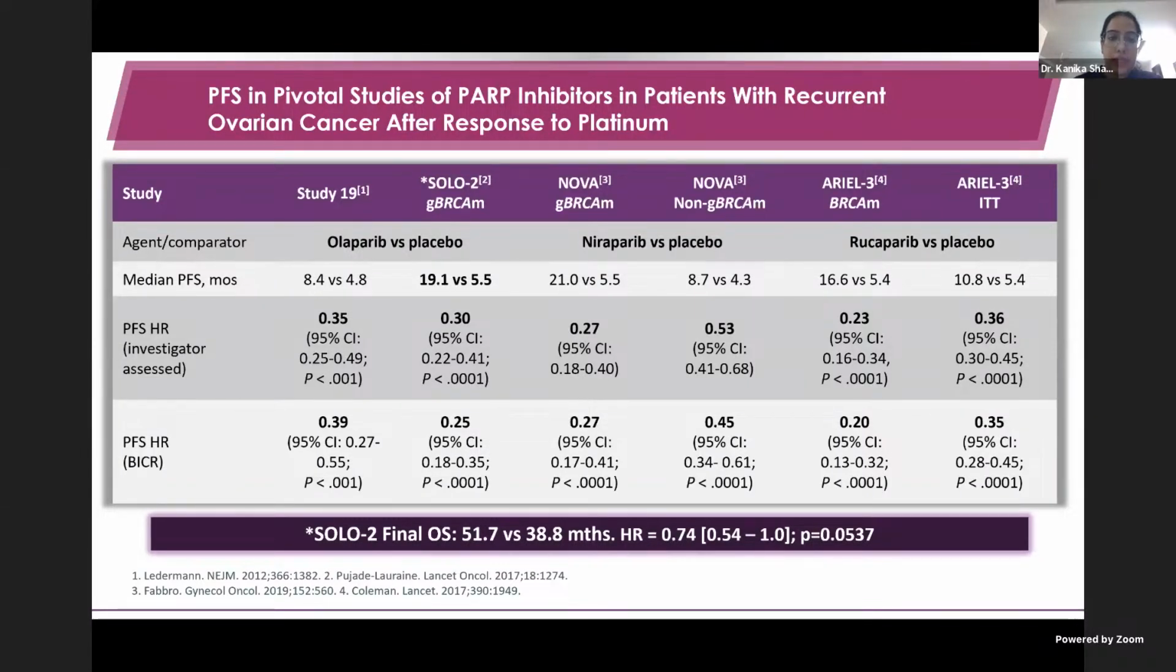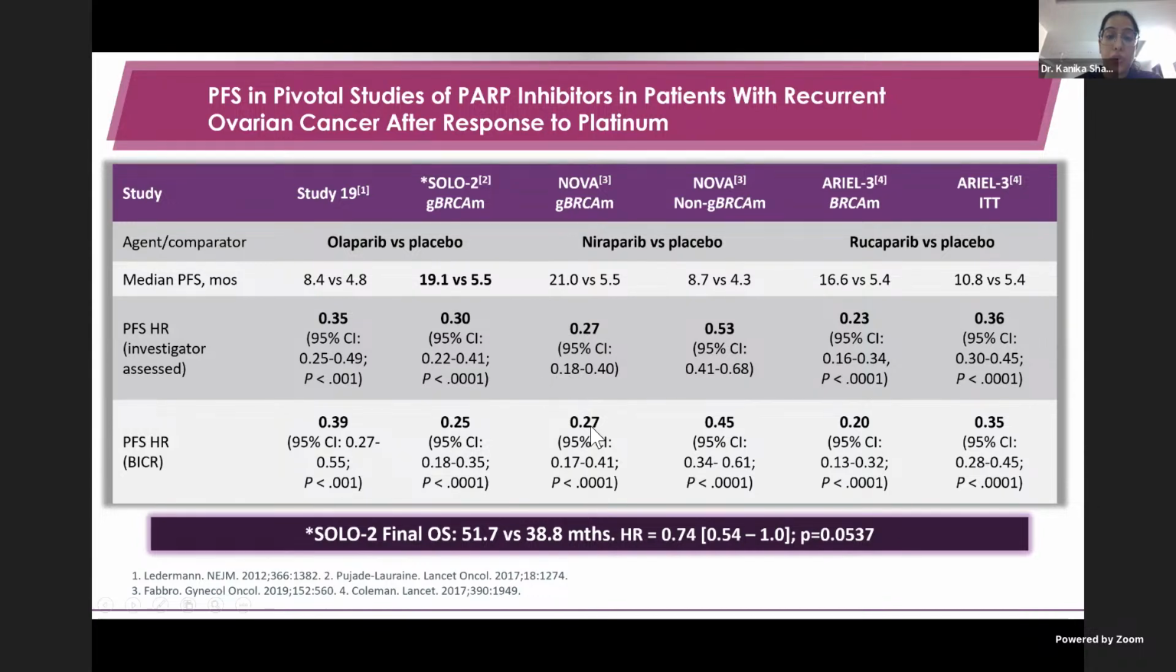So when we see these studies, as you can see, Study 19 was done in the multiple lines relapsed setting. So there is a median PFS benefit irrespective of the BRCA status, that is 8.4 versus 4.8 months when the patient has received more than 3 lines of treatment, with a significant difference in the hazard ratio. When we talk about the germline BRCA mutated patients, there is a significant difference, that is 19.1 versus 5.5 months in the olaparib arm. As compared to the other, niraparib has very good results in the germline mutated, that is 21 months, whereas rucaparib is 16.6 months in the BRCA mutated arm.